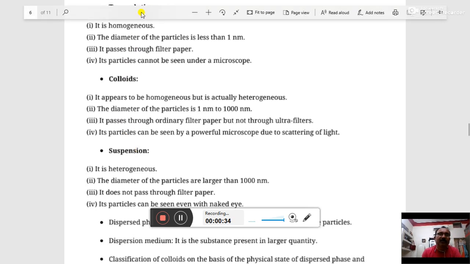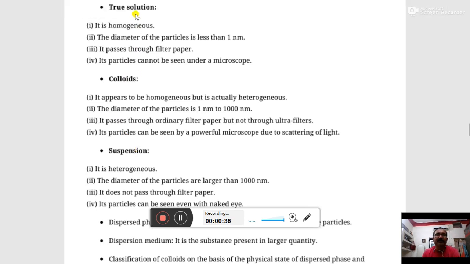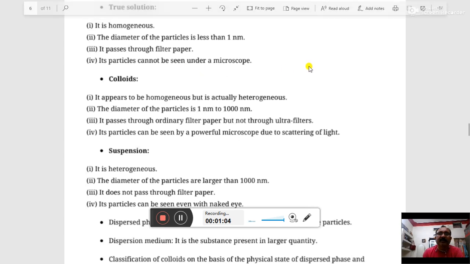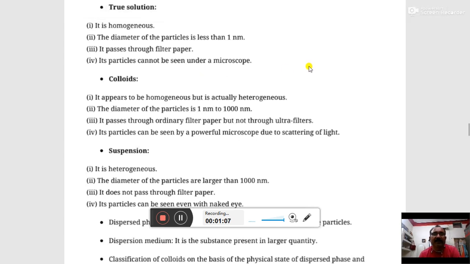What is meant by true solution? True solution is a type of solution where the solute size is less than 1 nanometer, and the solute is mixed together and forms a homogeneous mixture. In that homogeneous mixture, the solute particles can be easily filtered through the filter paper, and they cannot be seen by the microscope. That type of solution is called a true solution.